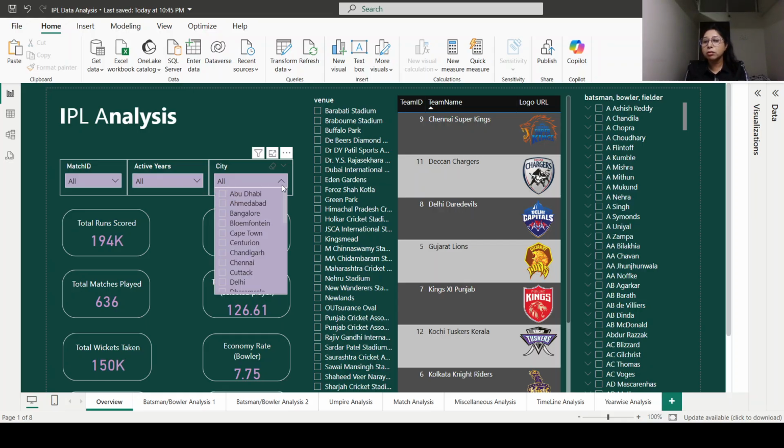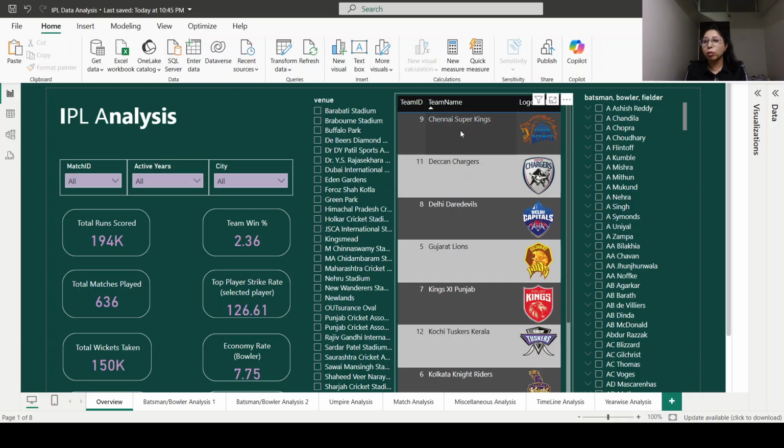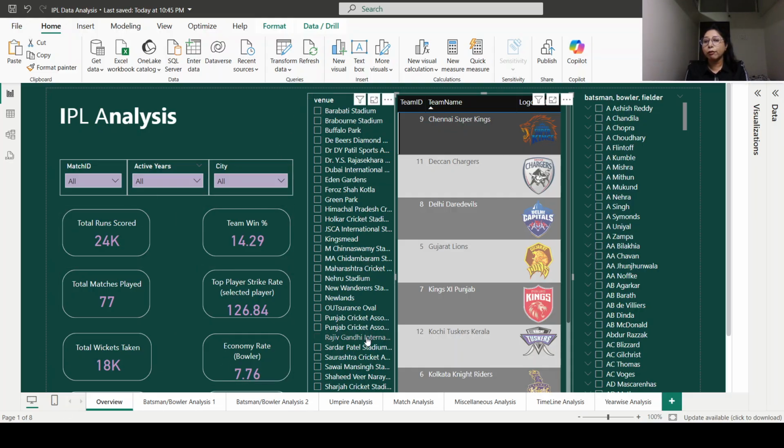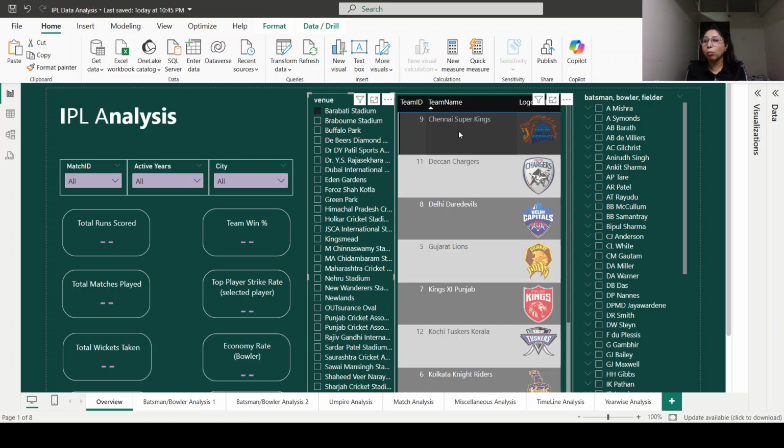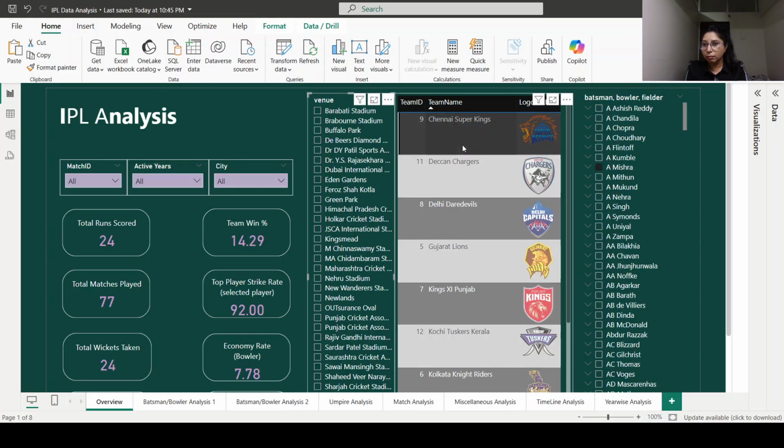City wise also you can filter and see the data. For example, if I go here and click on Chennai Super Kings, I can see all the data. We can see how it is populated. Similarly, for venue, or for say batsman or bowler, if I click, I can see their performance as well.